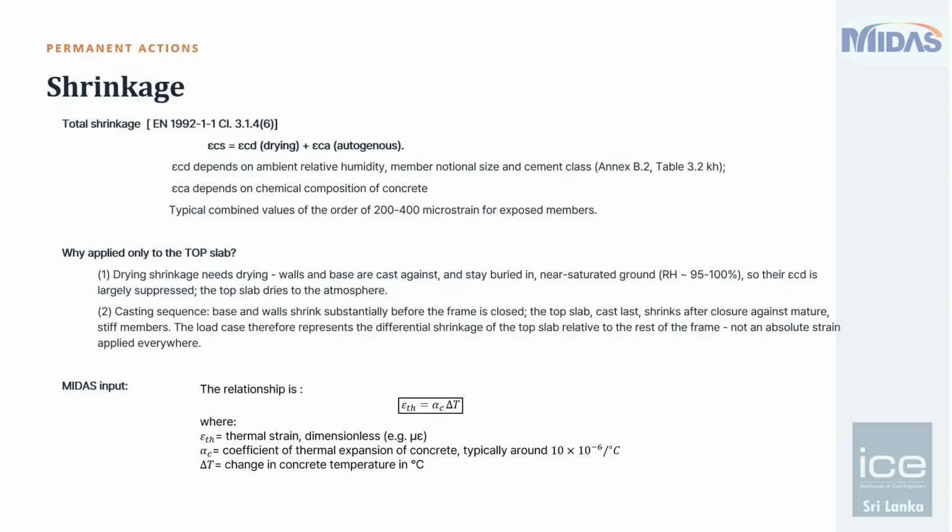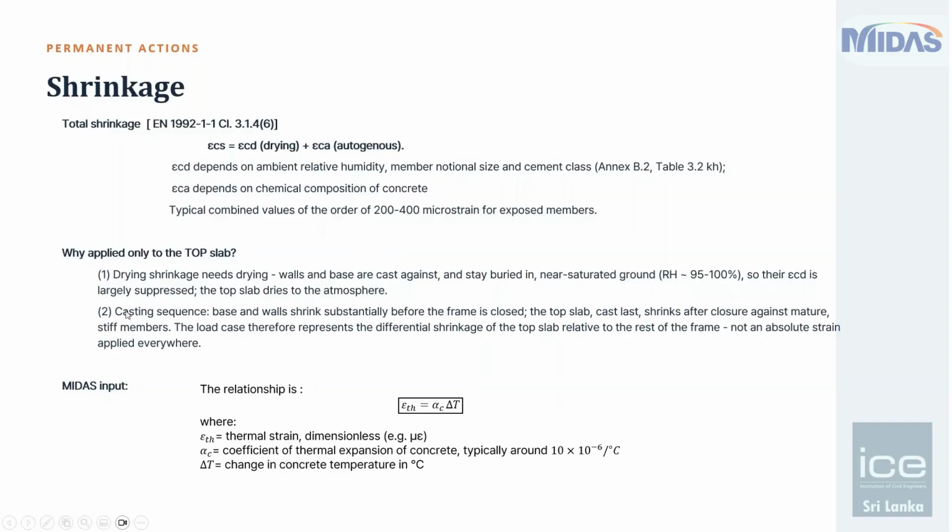Your wall and base slab are always in contact with the soil, so we'll have not much loss of water because there is a relative humidity of 95 to 100%. But in the top slab, because of the relative humidity and other factors, there will be a loss of water, apart from the autogenous shrinkage, of course, right? So autogenous shrinkage will happen throughout the entire structure, but the major component, which is the drying shrinkage, happens majorly in the top slab part.